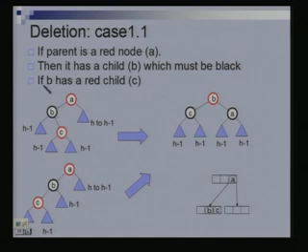So, this is when the parent is a red node. By parent I mean, this is the subtree whose height has decreased, and I am looking at the parent of its root, which is a red node. If it has a child which is black, and that black child has a red child, then this is what we do. The other thing is when B does not have any red child; that would be a second case. So, let us look at that.